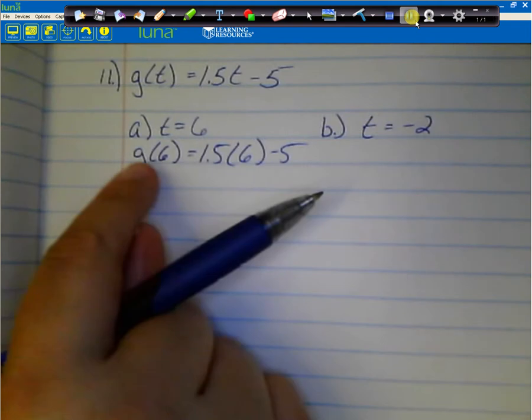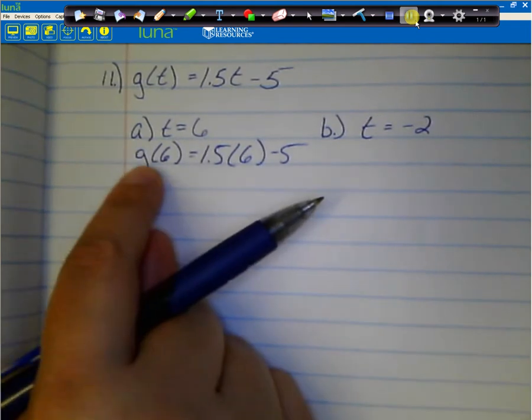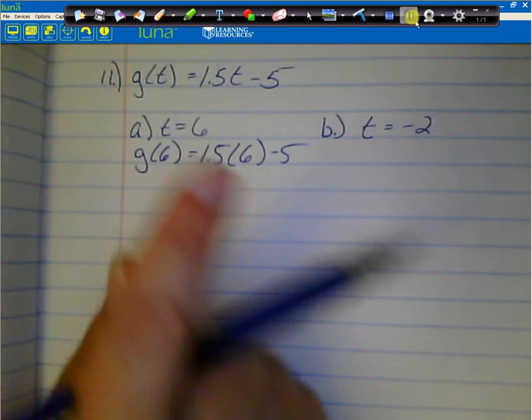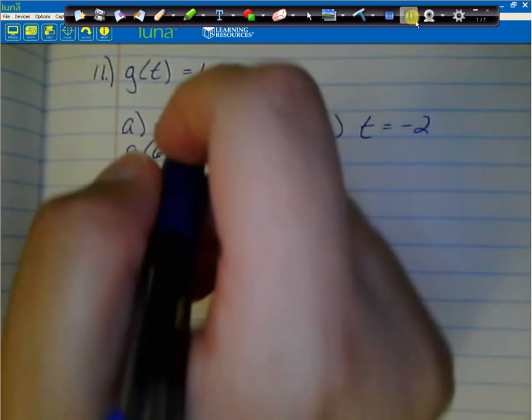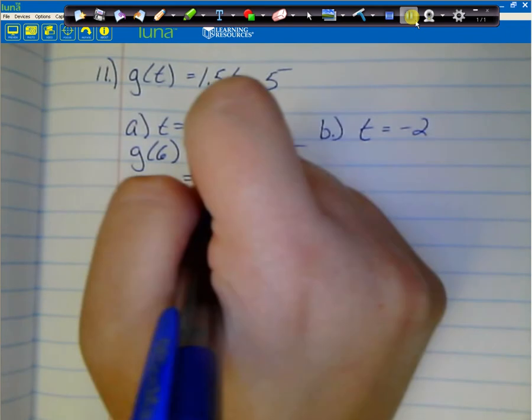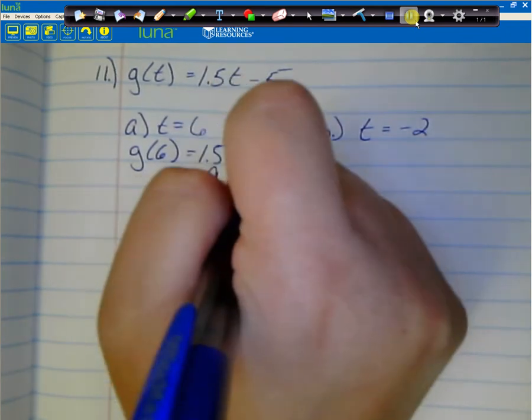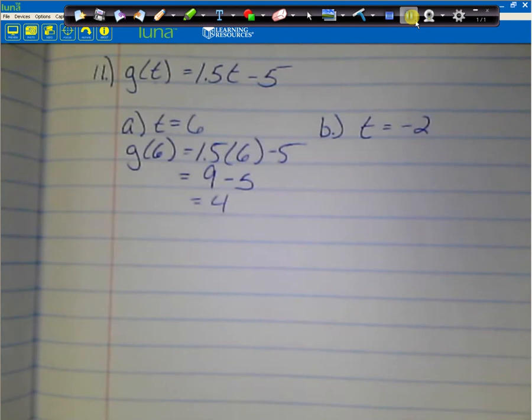And again, this part here is just a name. It's saying use function g and evaluate it at 6 and see what you get. So for this one, 1.5 times 6 is going to be 9. 9 minus 5 is 4. So function g evaluated at 6 gives me 4.